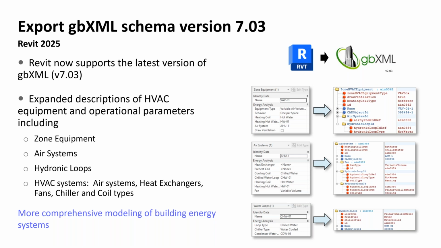The gbXML schema has been updated to include extended HVAC system data. gbXML export will now include zone equipment, air systems, and water loops. So the bottom line is it is more comprehensive modeling of building energy systems.